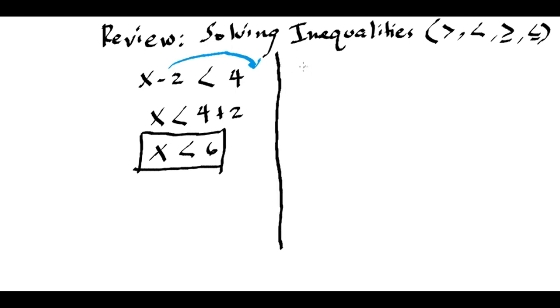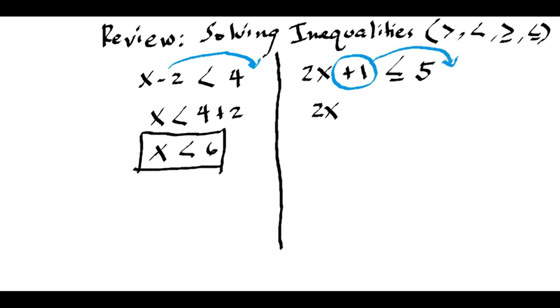Okay, let's have another one here. So let's have here 2x plus 1 is less than or equal to 5. So we have here 2x, copy 2x, then si positive 1 ililipat natin sa right side para makasama ng 5.